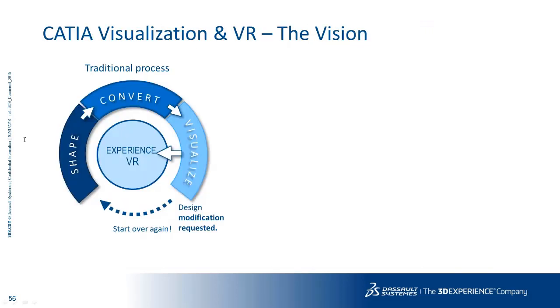Okay, so now let's talk about high-end visualization in CATIA. In the context of design, the purpose is not to see pretty pictures, but to get a very good idea of what something will look like in a physical environment. Our vision is to change the traditional visualization process of our customers. So on the left side, today customers are using sophisticated shaping apps. There's plenty of them out there.